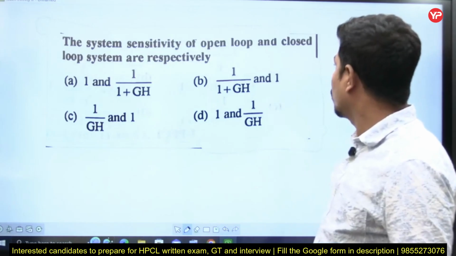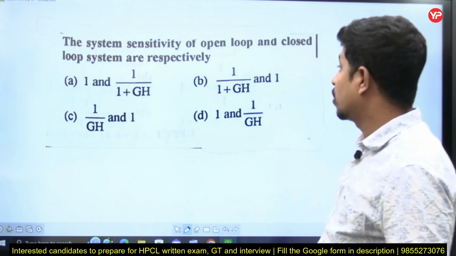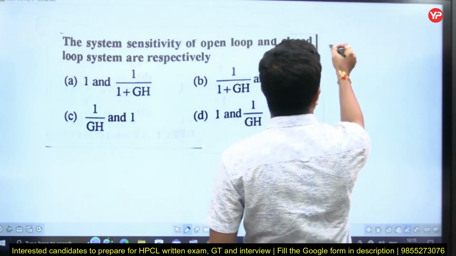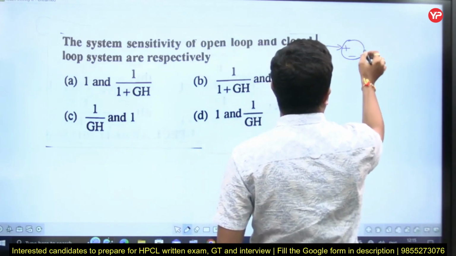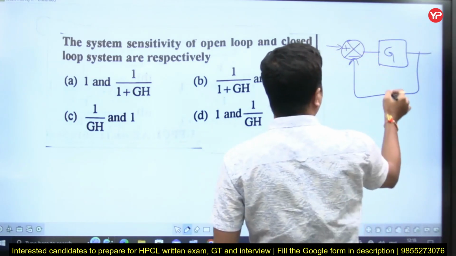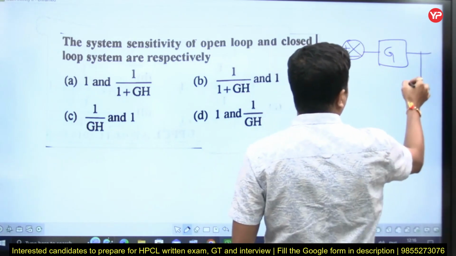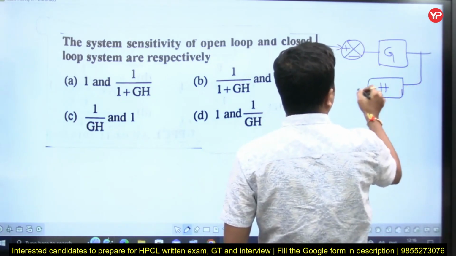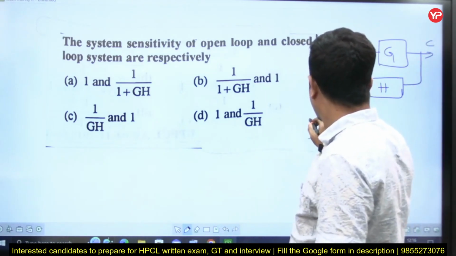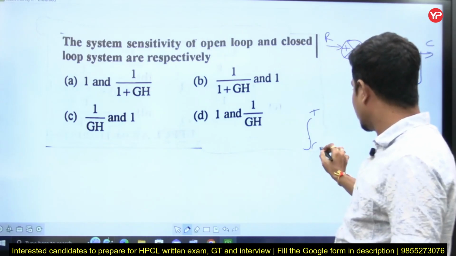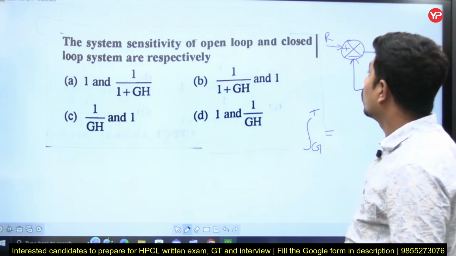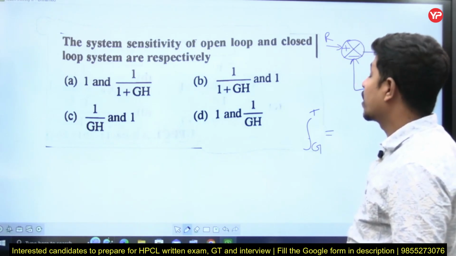The sensitivities of open loop and closed loop systems are, respectively... Now he is taking a general system. The general system is this one. This is G, negative feedback is taken, and this is H, so this is R, this is C. The sensitivity of the transfer function with respect to G in this one, for the open loop and closed loop systems, respectively.